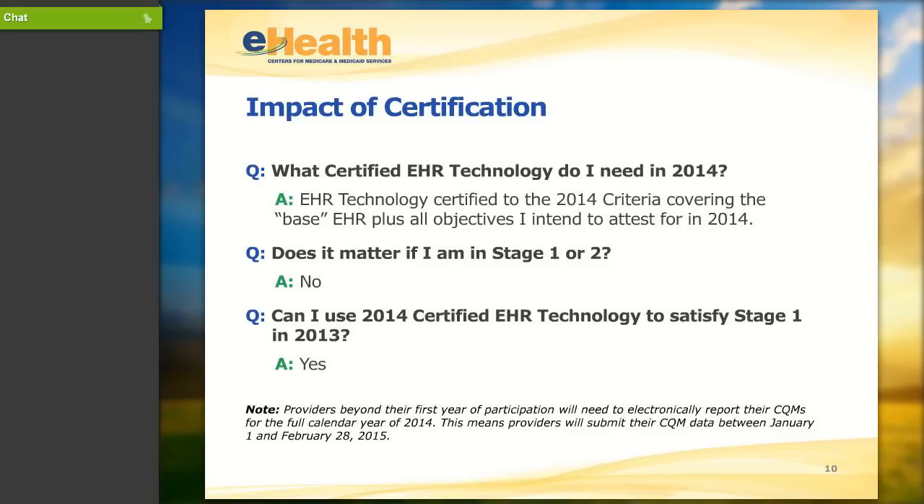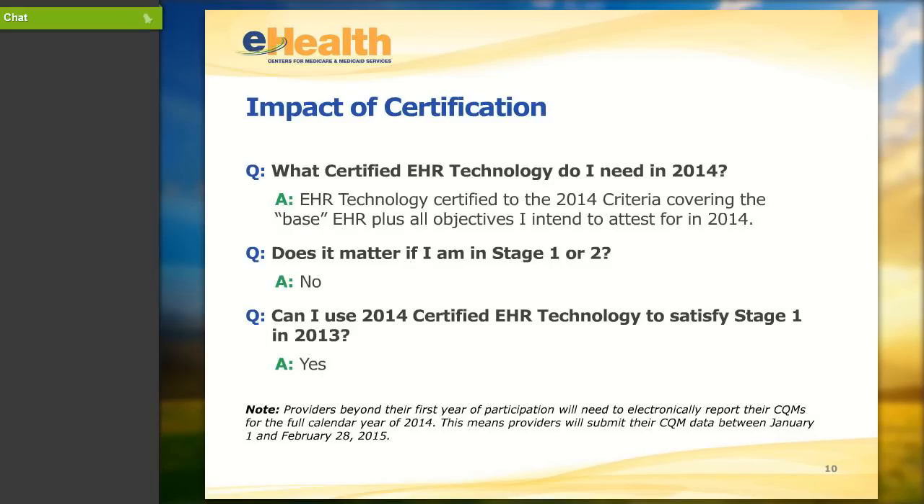There are also new clinical quality measures, and those are for everybody, whether they are Stage 1 or Stage 2. So you need Certified EHR technology that is able to measure all of those new clinical quality measures. It doesn't matter if you are in Stage 1 or Stage 2, you still have to upgrade to a 2014 certified edition.